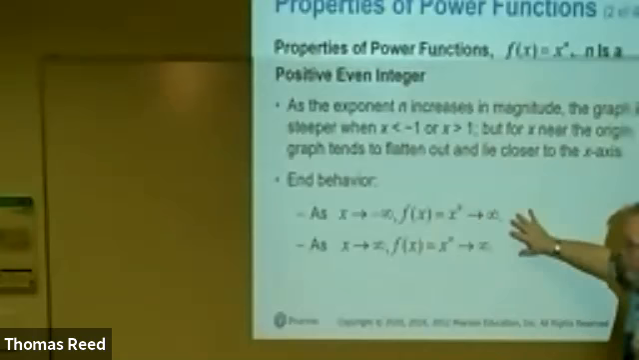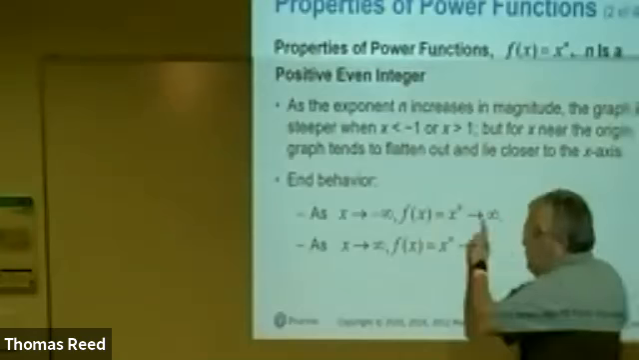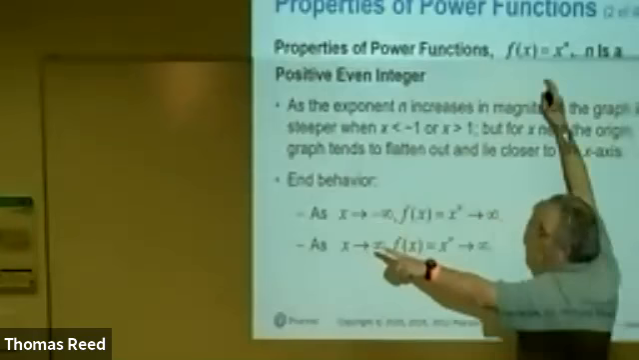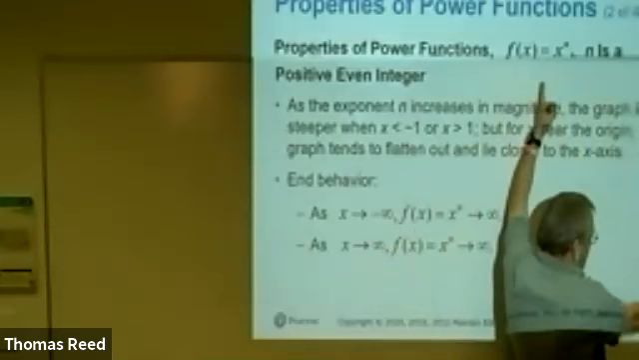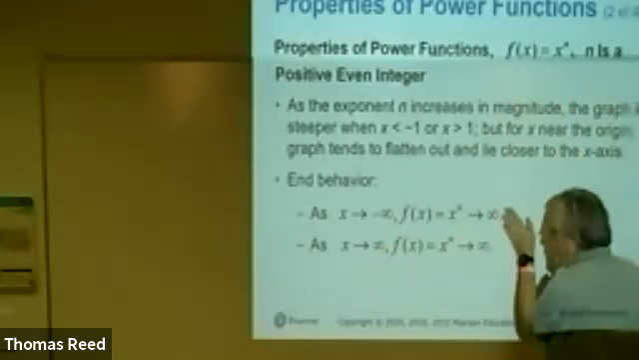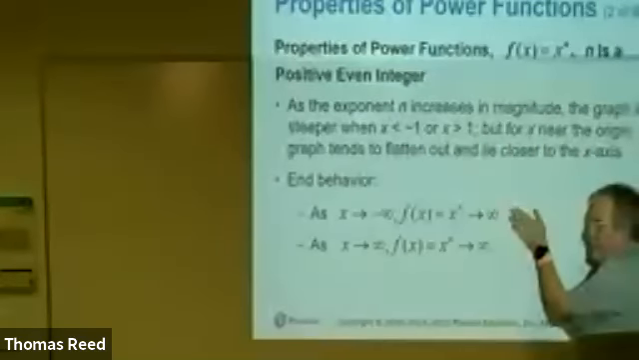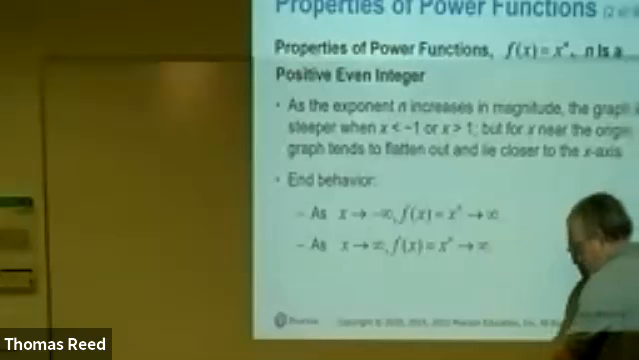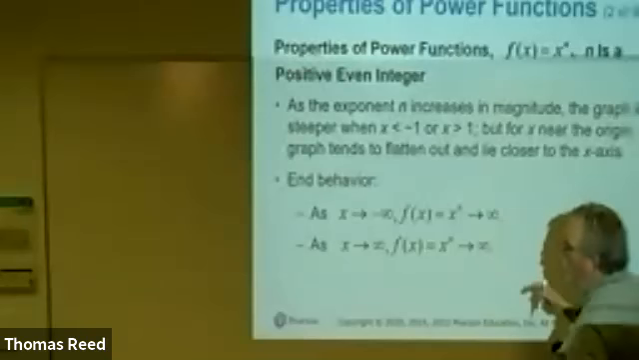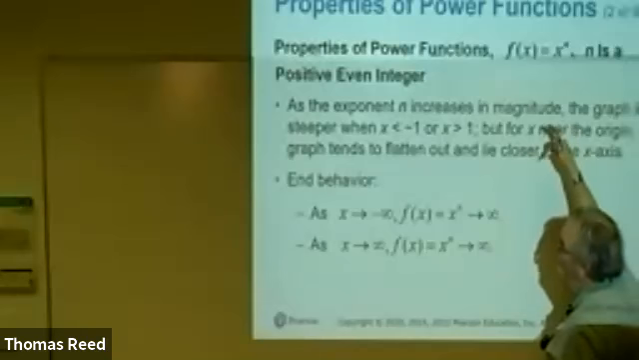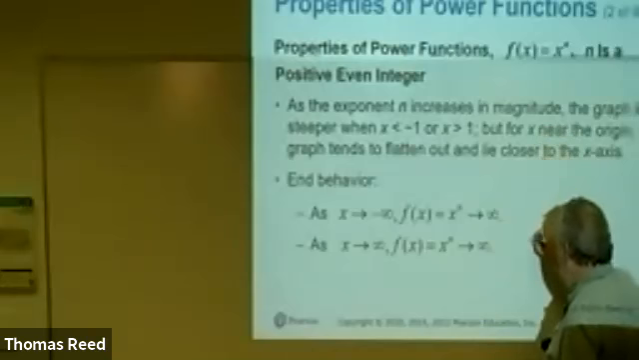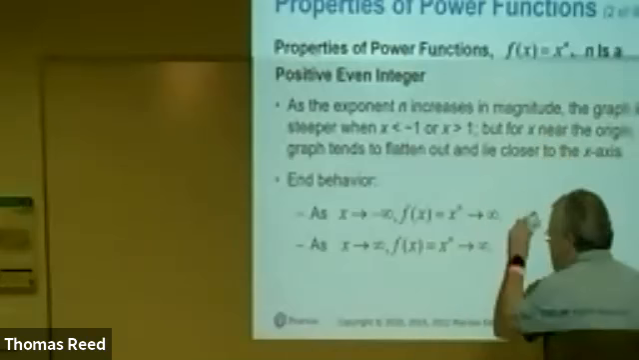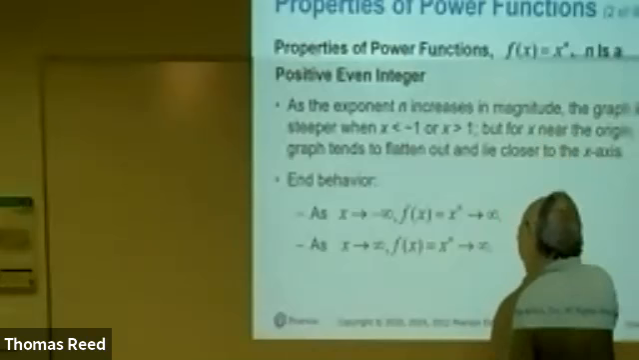And this is talking about end behaviors. As x goes to -infinity, the y values go up. And as x goes to +infinity, the y values go up. So this is telling me it's going up to the left and it's going up to the right. So when you have an even degree power function, the end behaviors are both going up. So to the left it goes up, and to the right it goes up.